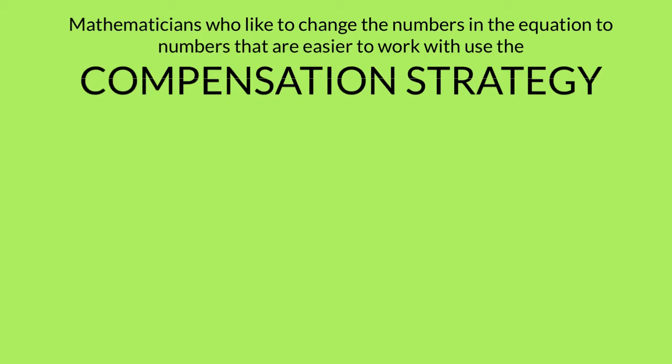Mathematicians who like to change the numbers in the equation to numbers that are easier to work with use the compensation strategy. Because these numbers are easier to work with, sometimes we call this the friendly number strategy. Let's take a look at this strategy in action using subtraction.